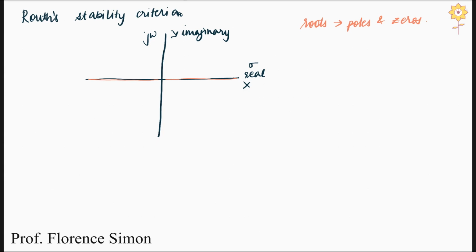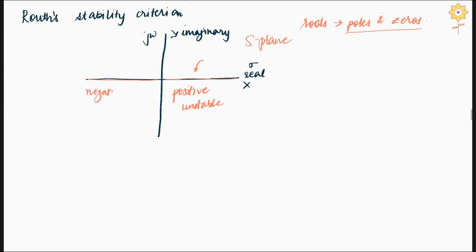If the roots, meaning the poles and zeros, lie on the positive side of the S plane. Now, what is the S plane? This is nothing but the S plane. If the roots lie on the positive side of the S plane, that is here, then the system is said to be unstable. Similarly, if the roots lie on the negative side of the S plane, meaning this side, right, then it is said to be stable.